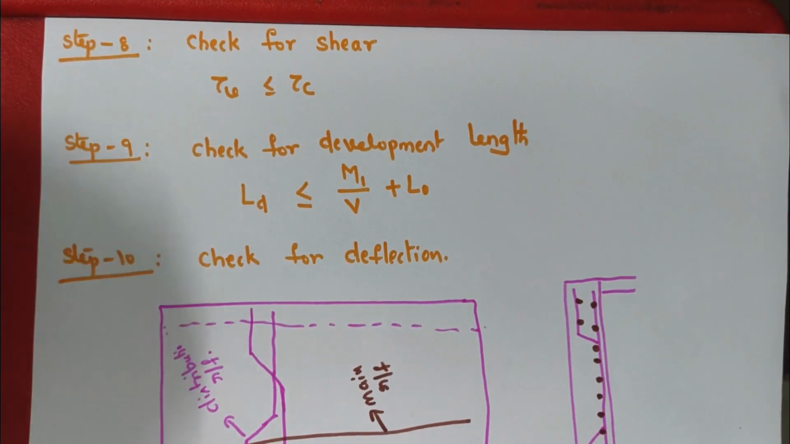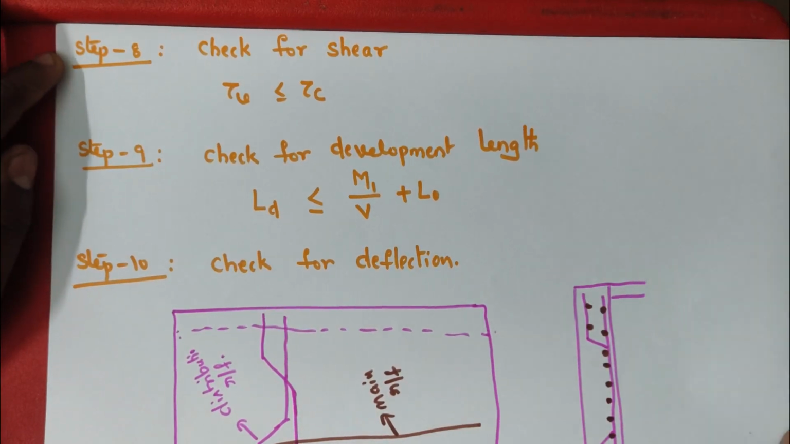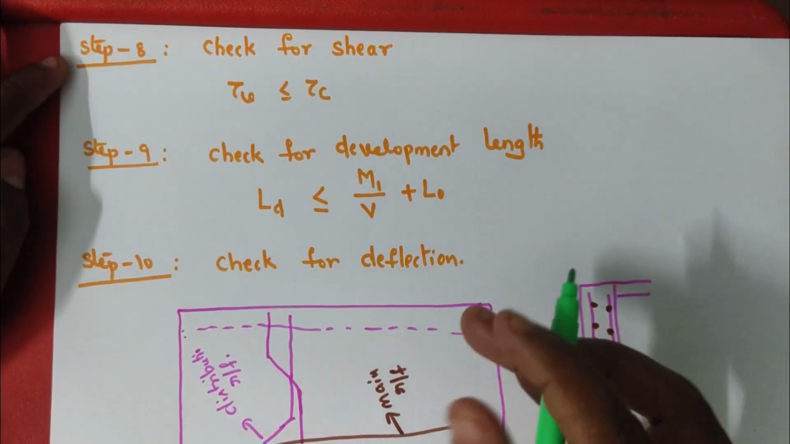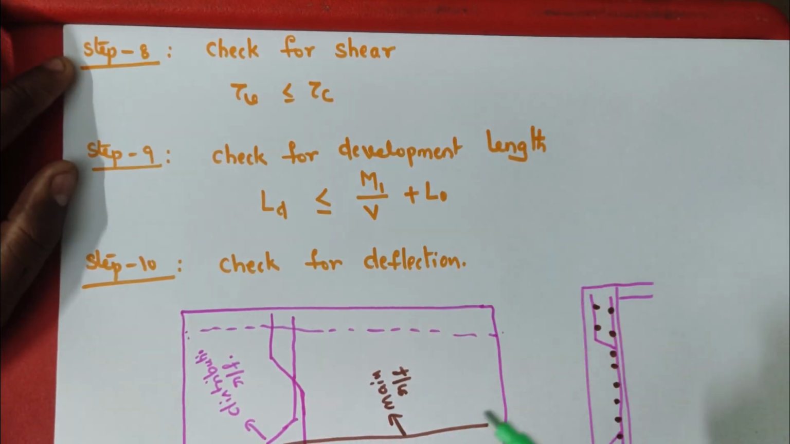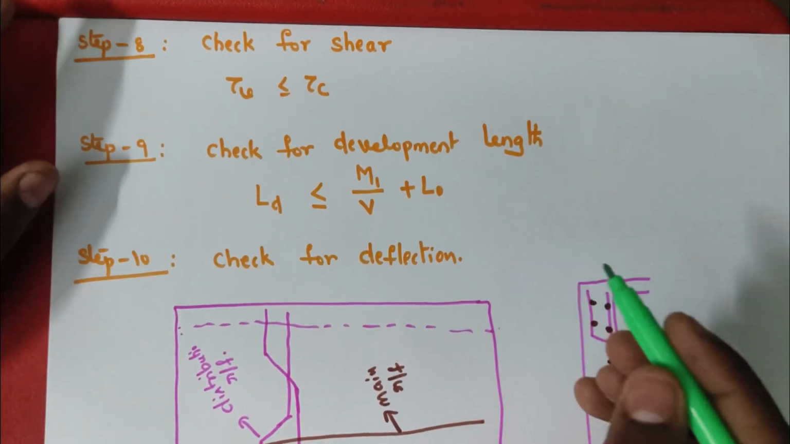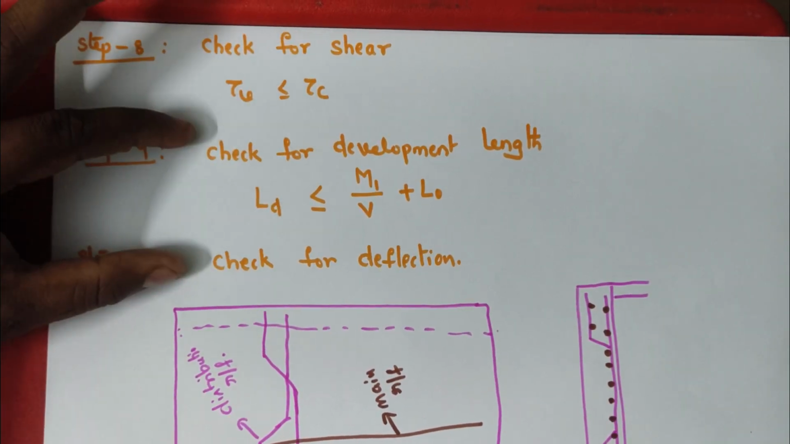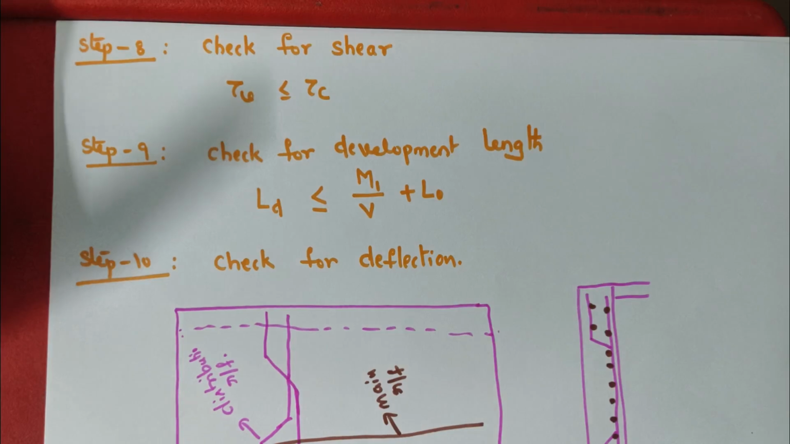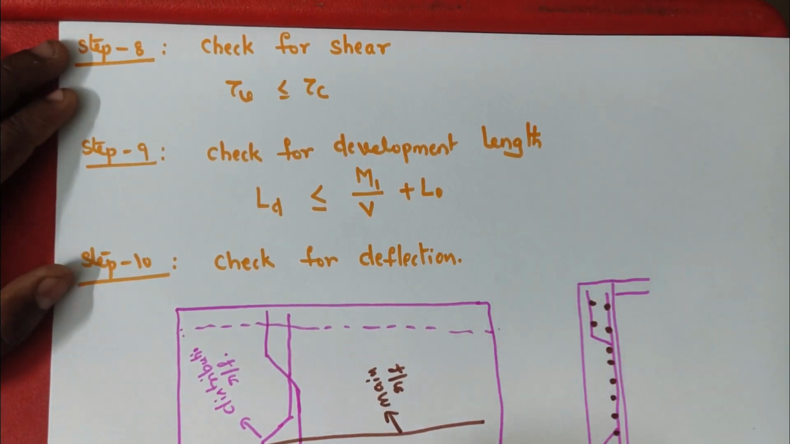Once we have designed the reinforcement and dimensions of the slab, we need to check for shear, check for development length and check for deflection. Already we discussed the checks for shear, development length and deflection in earlier classes.